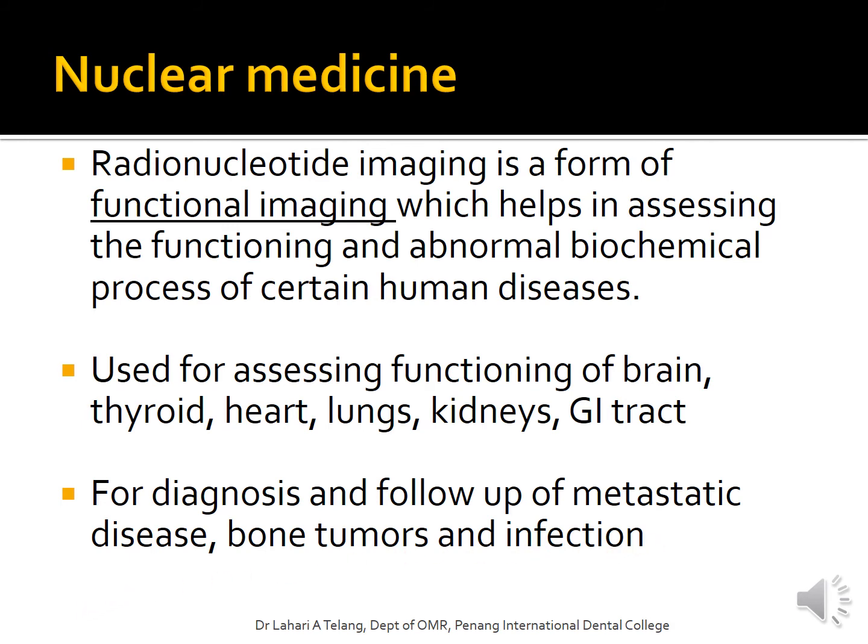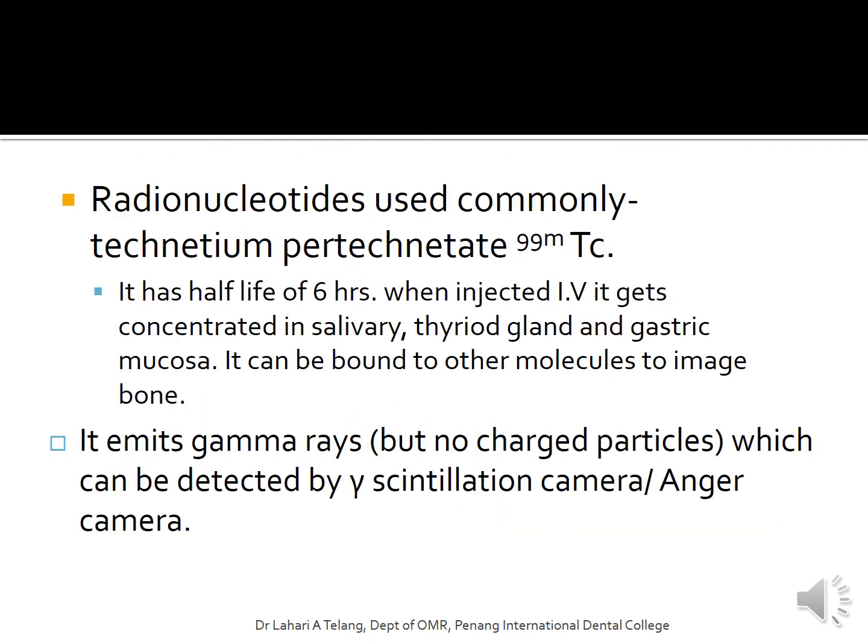The most common use is in cancer patients, where the progress of the disease can be determined using nuclear medicine, and also whether the disease has progressed to metastatic, or where the primary tumor is and where the secondaries are. Those are all very clearly visualized using nuclear medicine. What essentially is done in this is a radionucleotide dye is injected into the patient, and the one commonly used is technetium pertechnetate, and it has a half-life of 6 hours.